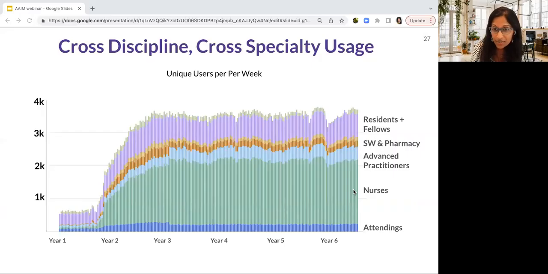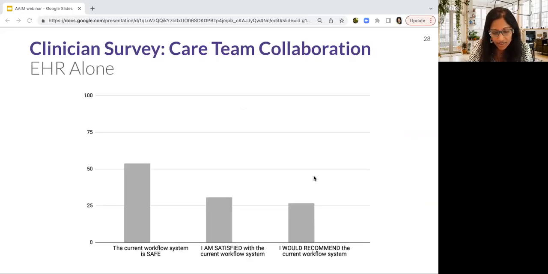Usage is really interdisciplinary, which has been one of the most exciting things for us, because you can see here this is looking at unique users per week over our first 6 years at Penn. This is when we first launched just the data visualization and then implemented the task management and the documentation piece. And it really is every different person involved in the care of the patient. Nurses are huge users of the system. When you look at who logs in the most, it's residents, trainees, advanced practitioners, but it really is interdisciplinary.